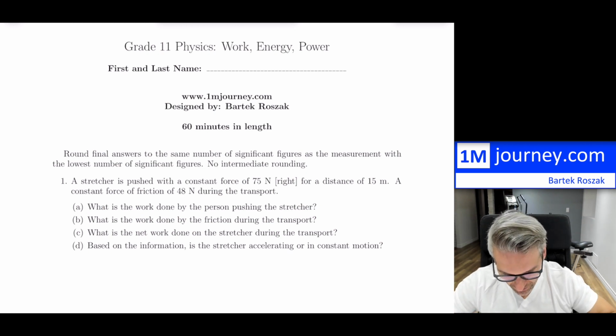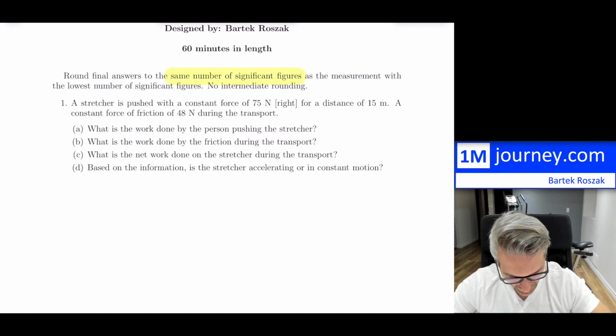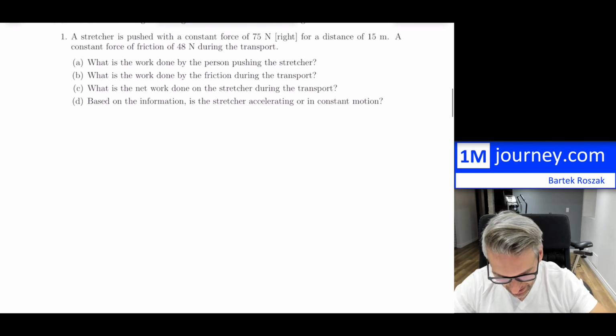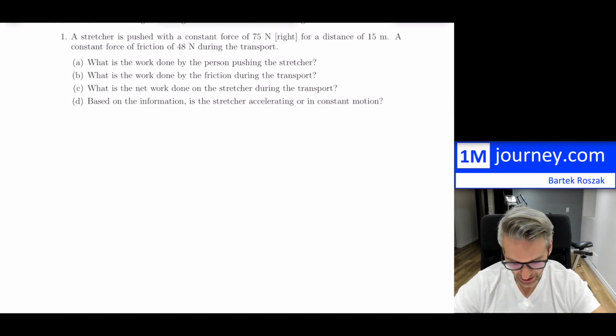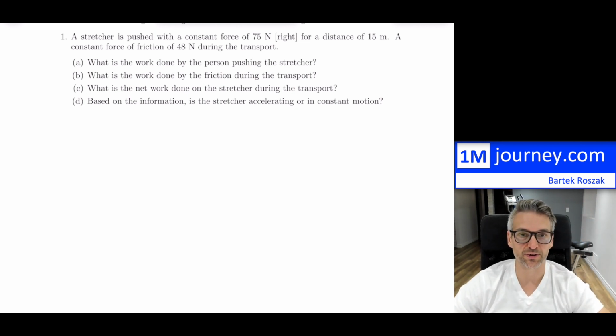So here is the typical setup in these physics tests. I'm going to be rounding the answers ideally to the same number of significant figures as the lowest number of significant figures in the measurements, right? So try not to round in intermediate steps. So question number 1 is the following. A stretcher is being pushed with a constant force of 75 newtons to the right for a distance of 15 meters. So I guess that's the displacement. A constant force of friction of 48 newtons is present, I guess, during the transportation.